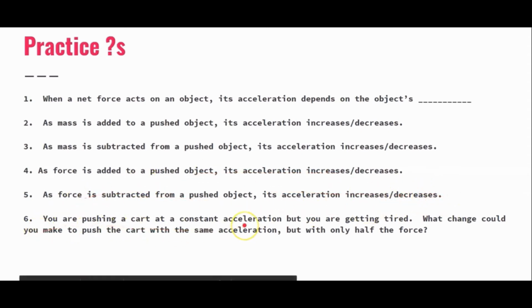You're pushing a cart at a constant acceleration, but you are getting tired. What change could you make to push the cart with the same acceleration but with only half the force? So I'm pushing a cart with a constant acceleration, but I'm getting tired. What should I do if I'm going to have the same acceleration, but I want to apply only half the force? Obviously I would have to decrease the mass, so make the object lighter so it's easier for me to push it with the same acceleration. So yeah, these are the answers: mass, decrease, increase, increase, decrease, and decrease the mass.